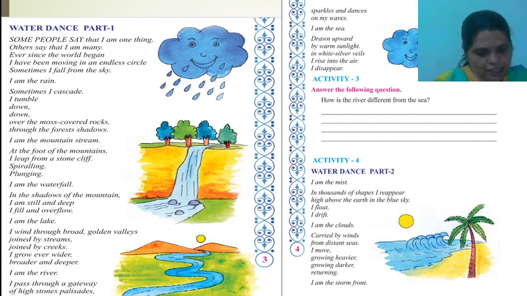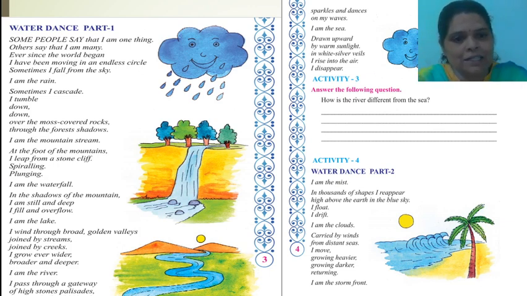Through the forest shadows and the mountain stream. So sometimes I cascade. Cascade means sometimes I become a waterfall. Okay, waterfall in series. Cascade means waterfall in series. I tumble down and down over the moss covered rocks. बड़े बड़े चट्टान के ऊपर में मैं अपने आप टम्बल करके टम्बलिंग करके मैं नीचे आती हूँ. And I am the mountain stream.